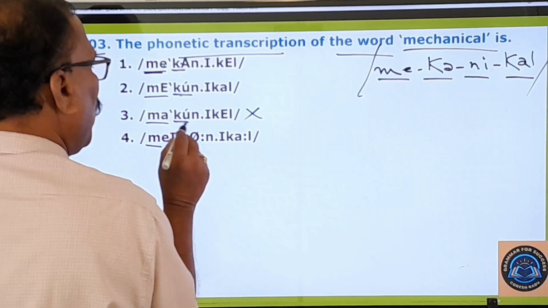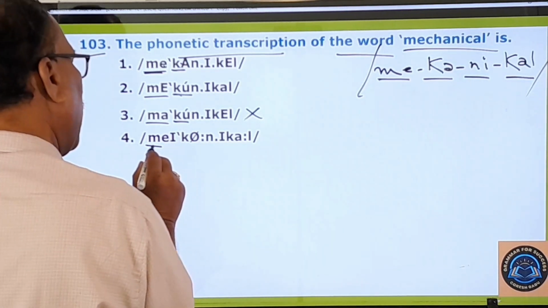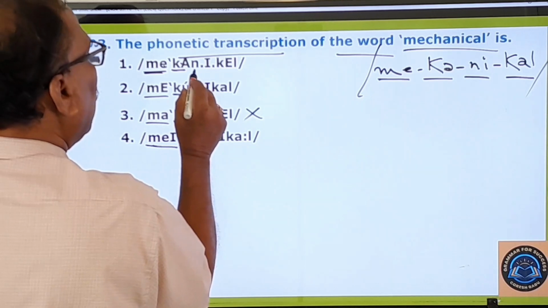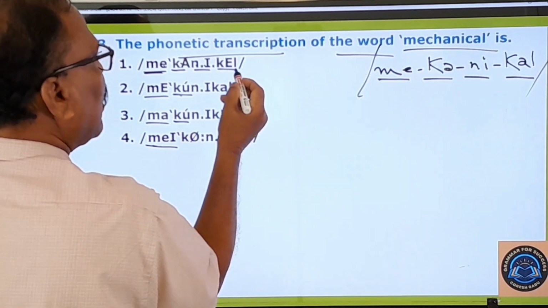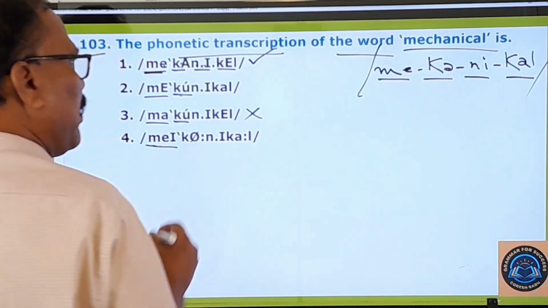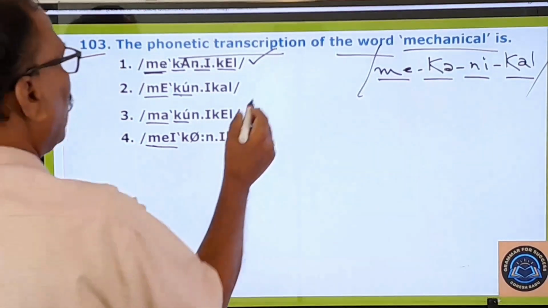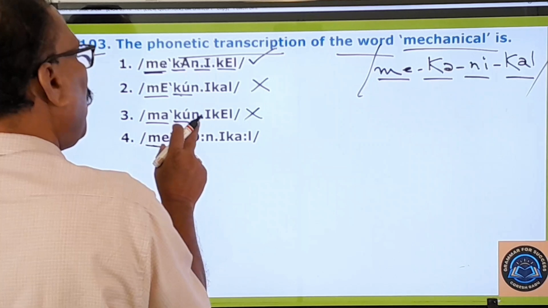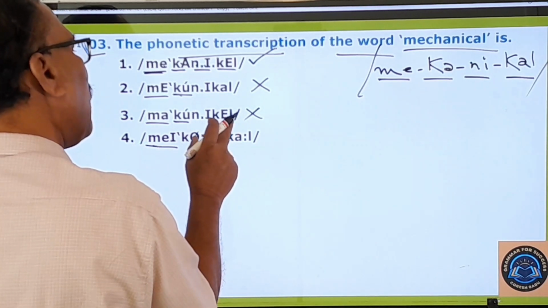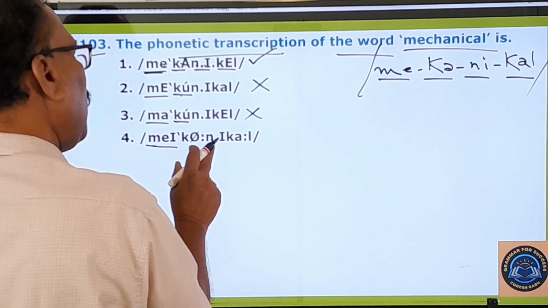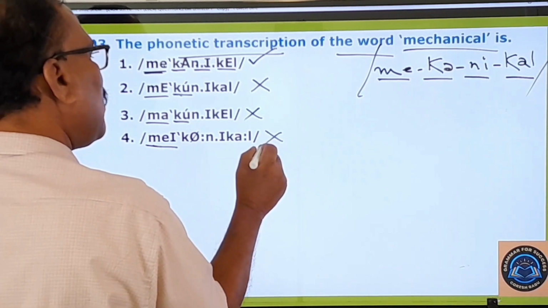Ku is there here. Okay. May is there. Not may. Just may is there. No. So here ni. Ni is there. Kal. Actually kal. Mechanical. Okay. So this word is going to be the correct one. So all other words are wrong. So here mechanical. Kel is there. Okay. It's wrong. And mechanical. So this is also wrong.